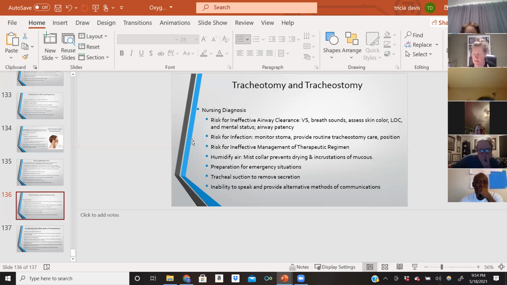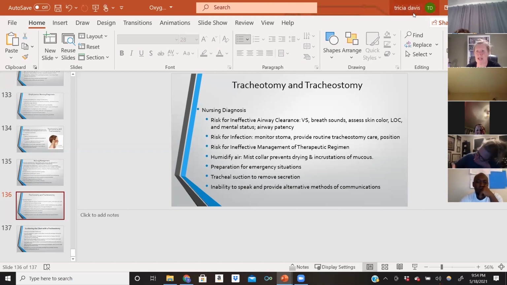You want to have saline bullets to put in there if you have to suction. You want to have multiple suction tubes, lots of saline, and any kind of emergency kit. And you definitely want to have an inner cannula a size smaller than what the patient wears. You want to do tracheal suction as needed or as ordered to prevent secretions.